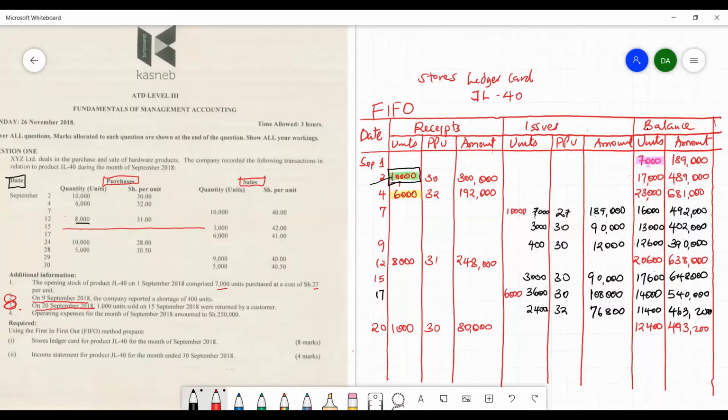The next transaction after 20th should be on 24th. On 24th, received 10,000 units at 28. So there is a receipt on 24th of 10,000 units at 28. That should become 280,000. Now we determine the total by adding 10,000, so that we have 22,400, and also add 280,000 to the total which was there before, which is 493,200. That will give us a total of 773,200.